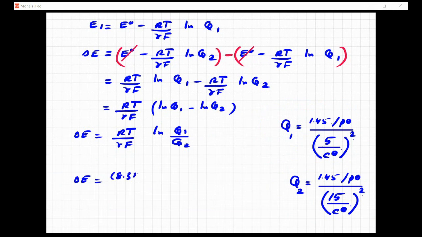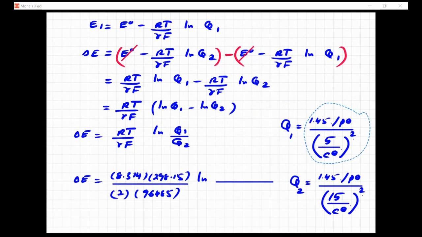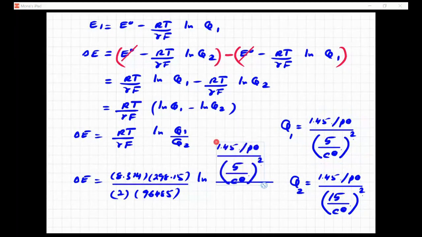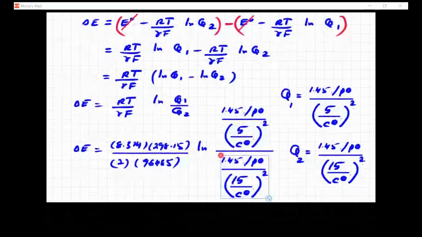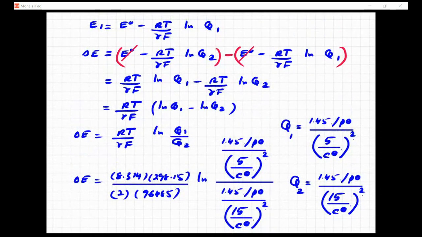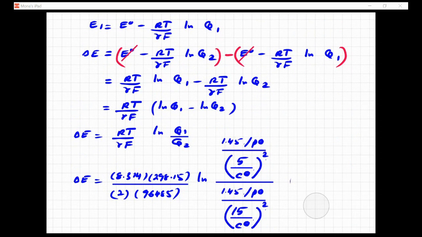So, 8.314, 298.15 Kelvin, nu is equal to 2, 96485 coulomb per mole. Then this is now Q1, so I will have this here. That is Q1, I will put it here, and I have Q2, which is this. Fine, so that is what we are going to look at.